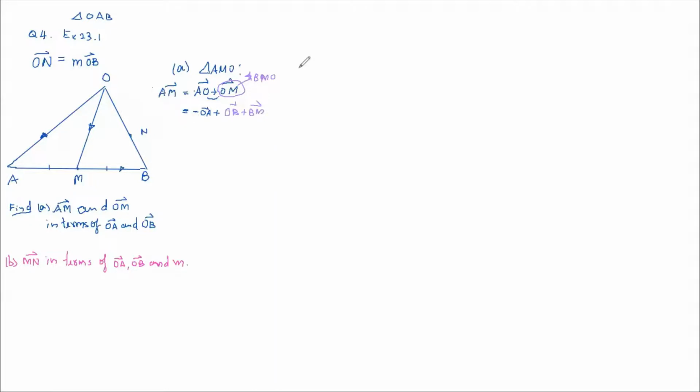So AM equals negative OA, and we keep OB because we want the answer in terms of OA and OB. Then BM: we have MB, so going in the opposite direction it becomes negative MB. We keep the rest because we already have OA and OB.